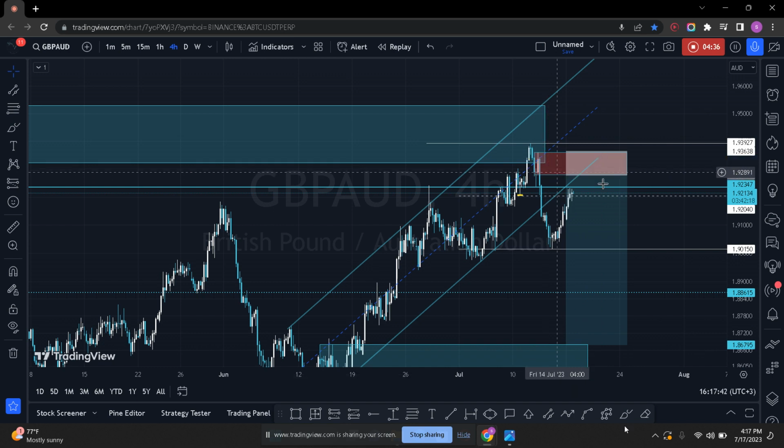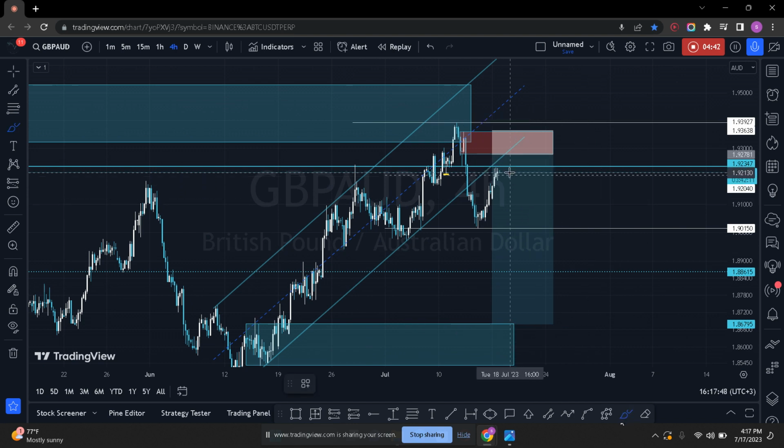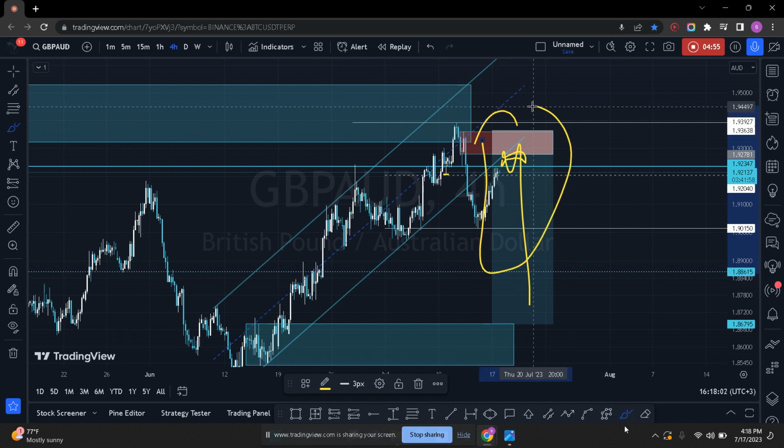So I'm waiting for price to push to this zone. Then I look for my internal structure trigger. By internal structure, I mean lower time frames price action, that is in the 15 minutes and the 1 hour. So that will inform me on when to take the trigger and how to place my stop loss. However, this is a rough idea of how my short would look like.